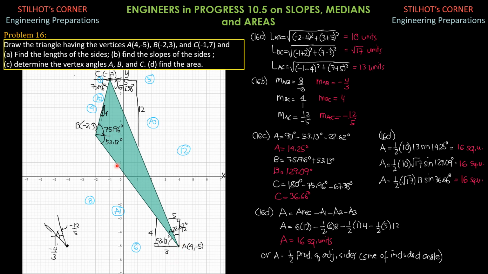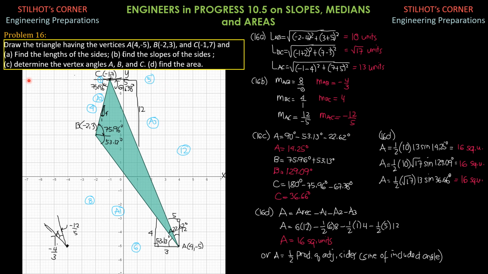The slope of AB, because we arranged from this distance formula, so it is just delta y, which is 3 plus 5, 8, over -2 minus 4, so -6. So that's why it is -4/3. Slope of BC is positive 4 over 1, so 4 over 1 is 4. While the slope of AC is 12 over -5, so -12 over 5.